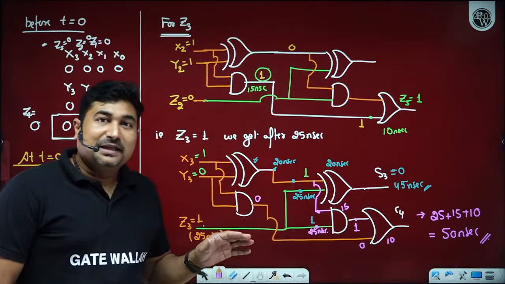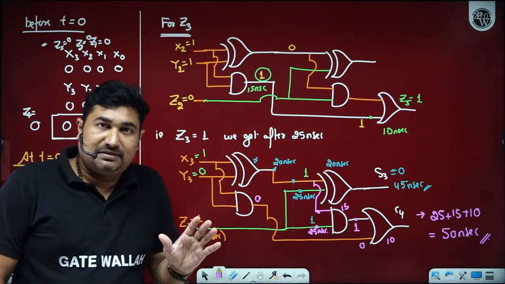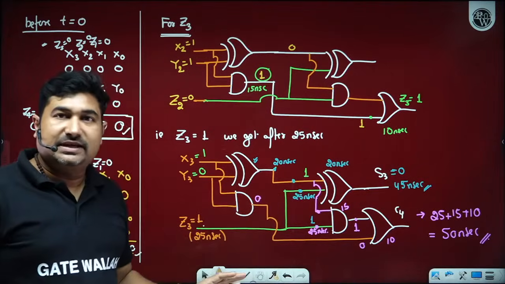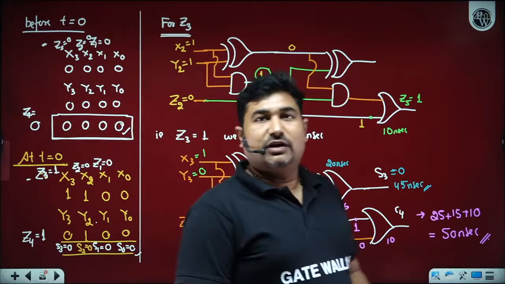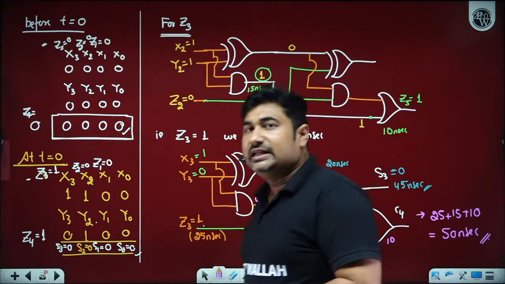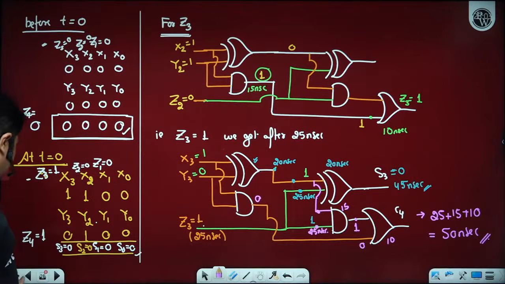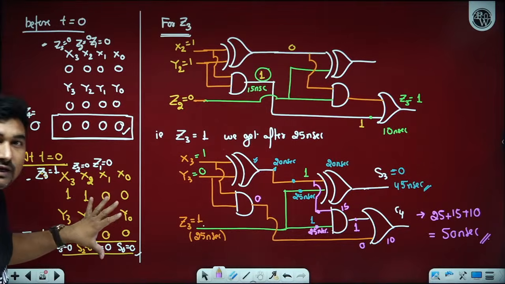So the output is stable. Worst case delay is different. For the data given, the output is stable after 50 nanosecond. Whatever the data we are getting after 50 nanosecond, that data is not changed. If we have input data from 000 initially changes to this value.